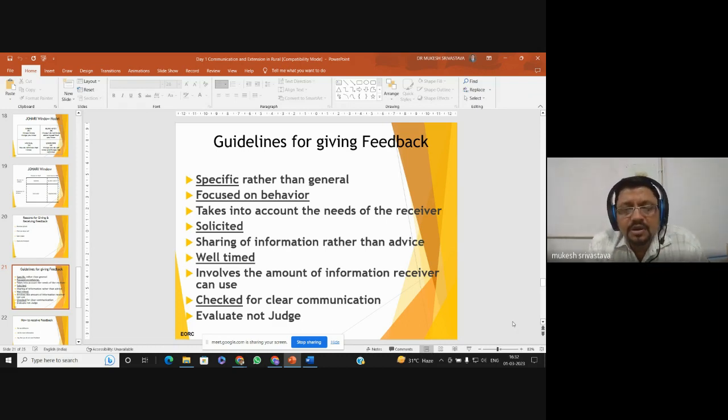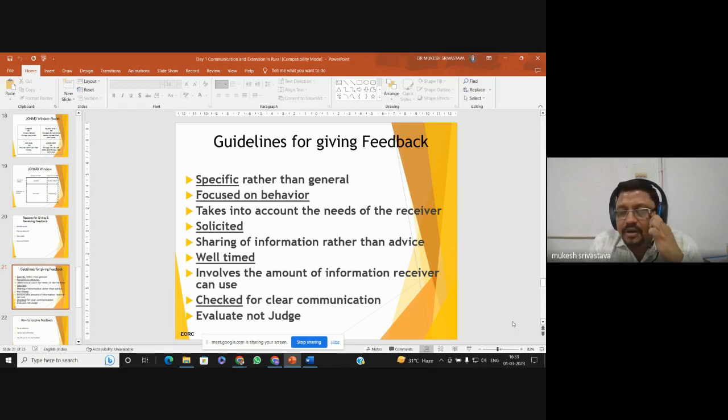You talk only about those things which are needed by that receiver. Like if you are giving some feedback to some villager, and you are talking about information which he is not willing to receive, or which is not needed by that particular villager, then there is no reason for giving feedback. So only give feedback when it is necessary and it is in the needs of that receiver.